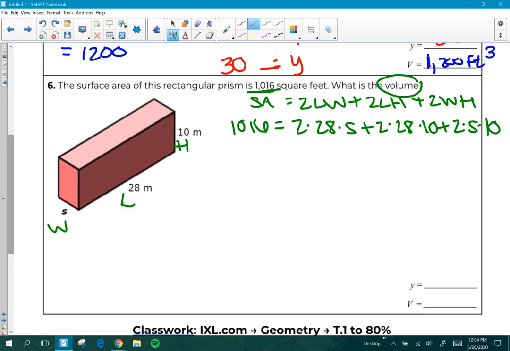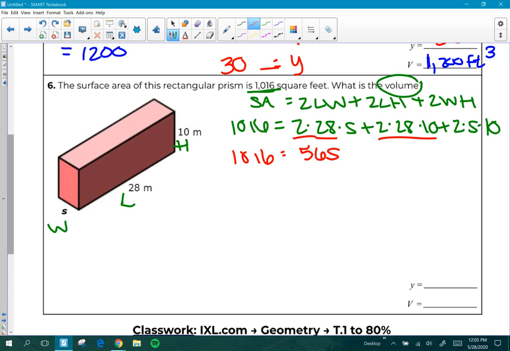And then from here, I can simplify. So the 1016 is all by itself. Nothing's really going to change on that side. But looking at the right, I have a bunch of nonsense going on that I can simplify. So first, I have 2 times 28 times S. Well, I can simplify that. 2 times 28 is 56, so that's 56S when simplified.